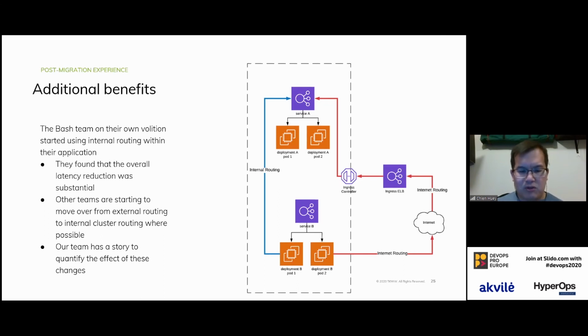Other teams have started moving over, and again, it's an adoption curve, and we're working on it. My team does have a story to quantify the effect of these changes, because the Bash team just did it and was like, oh my god, it's so much faster, and they just kept it, but they never measured it. Especially with many of the other applications being relatively new, I don't think they thought to measure any of this performance gain.